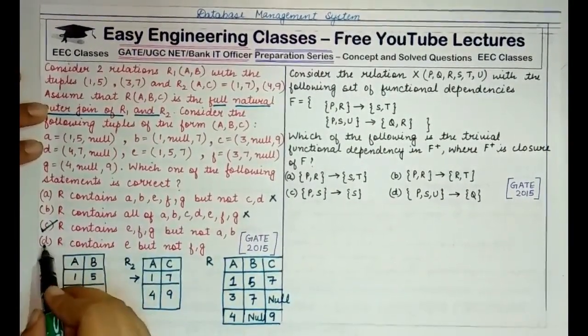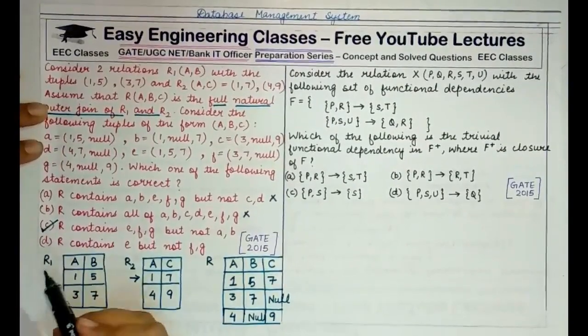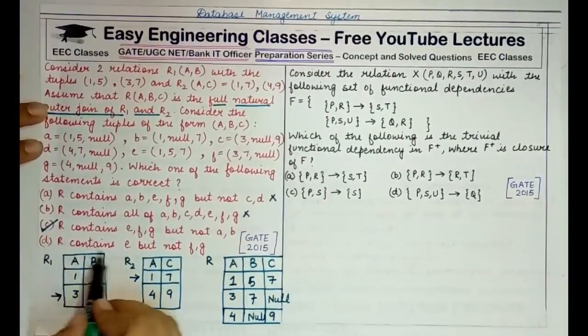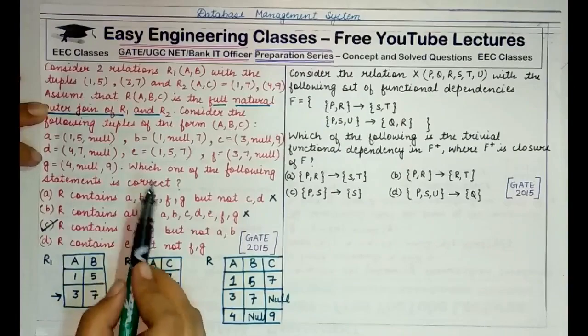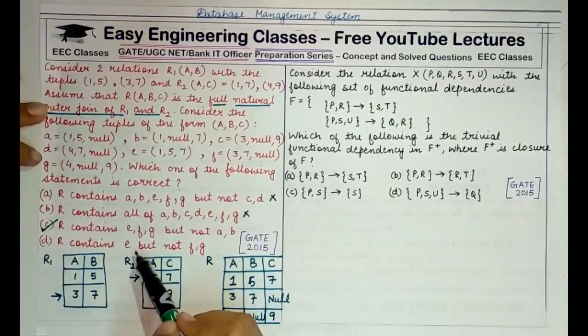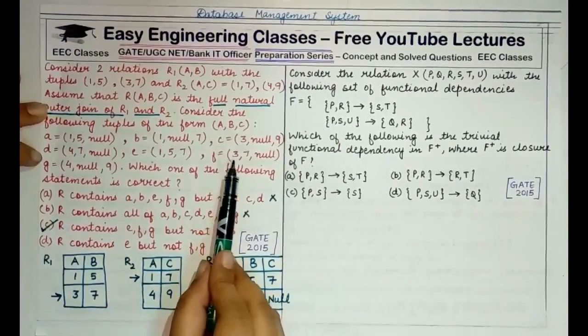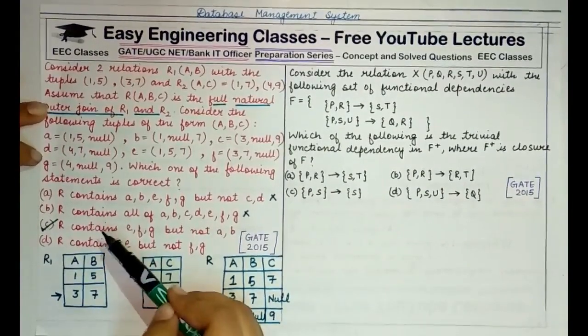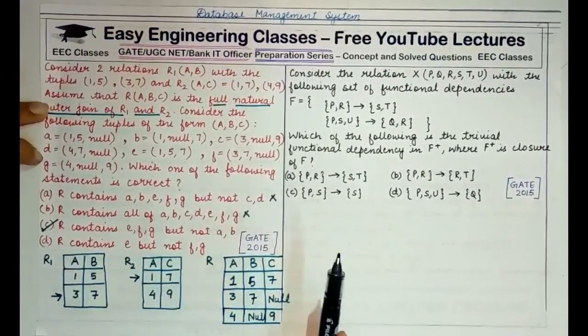You can check the remaining option to reconfirm your answer. R contains E. What is E? 1, 5, 7. Okay, but not F and G. F and G are present here as we noted in the C option. So D option is also incorrect.